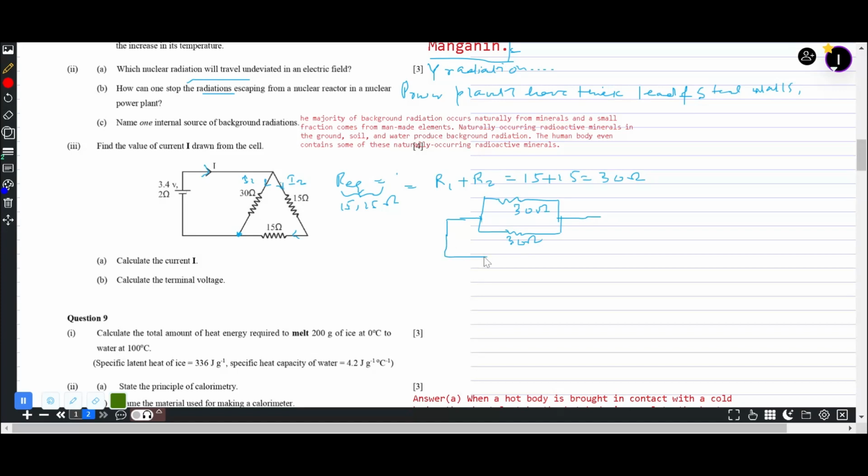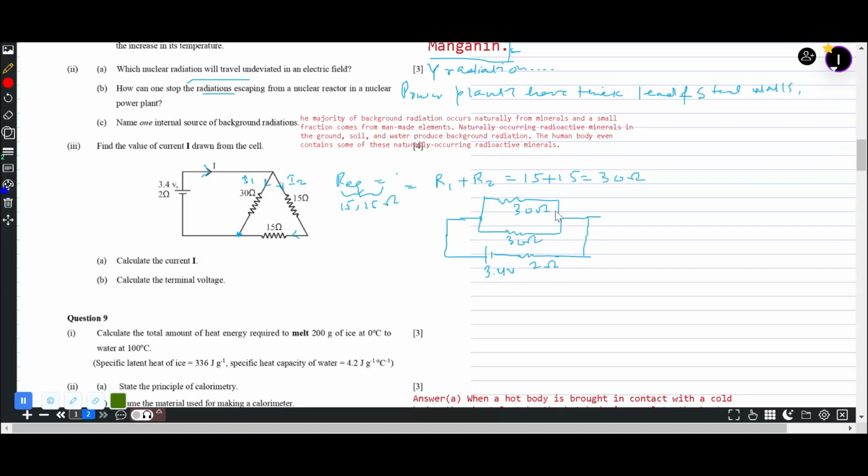And across this set of resistors I have a battery which has its own internal resistance of 2 ohm. Correct? And the EMF of the battery is 3.4 volts. So this is 2 ohm.